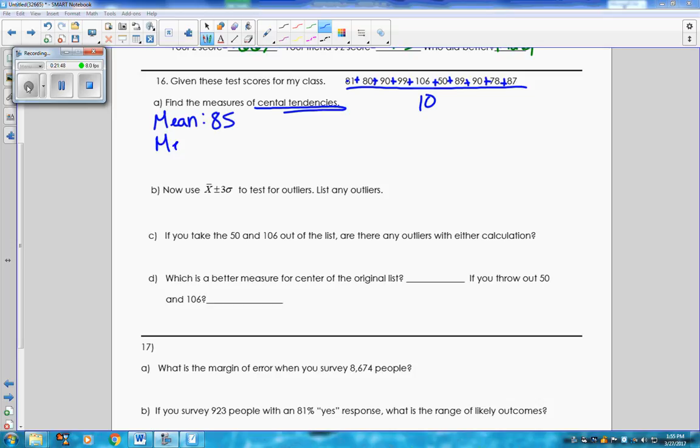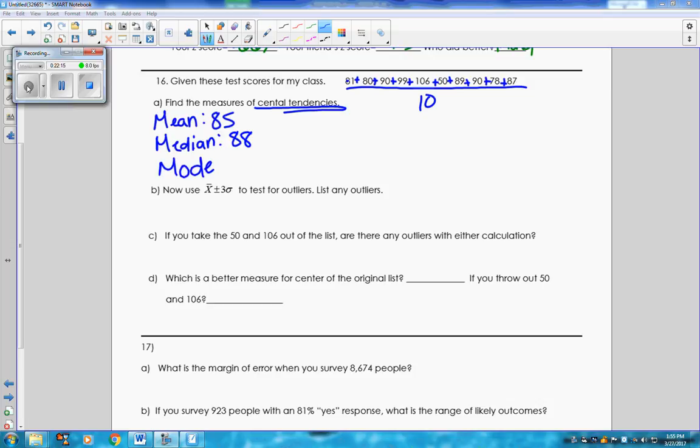Remember that the median is the number that's in the middle when the numbers are in order from smallest to greatest. Now, since we have an even number of numbers, we have to take the two middle numbers, add them together, and divide it by 2. So when you do that, you should have gotten a median of 88.